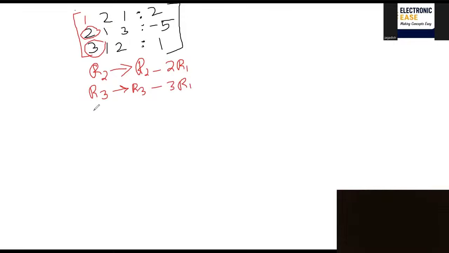So now apply. The first element will be always the same. So 1, 2, 1 is 2. Now whenever I'm doing R2 minus 2R1, what I will be getting, students? I will be getting this as 0. So next if I do R2 minus 2R1, so what is R2? 1 minus 2 into R1. So 2 into 2. So what I will be getting? 1 minus 4 I will be getting. So 1 minus 4 is what, students? Minus 3.